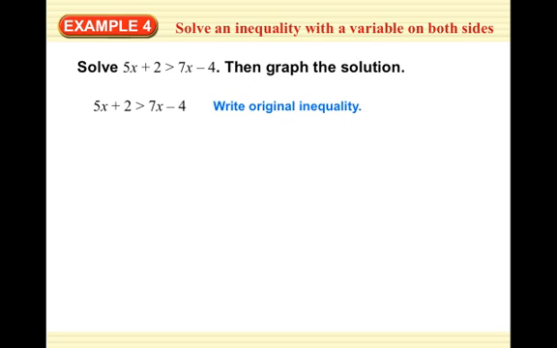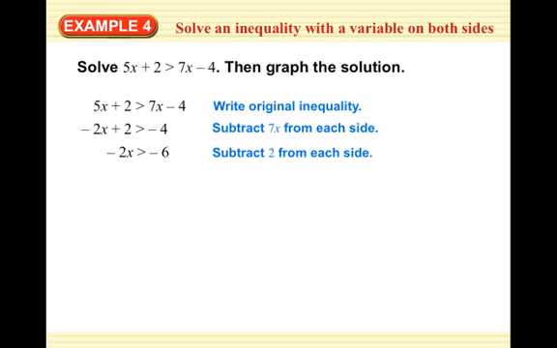So we're going to subtract 7x from both sides. And that gives us negative 2x plus 2 is greater than negative 4. Now we're going to subtract 2 from both sides. And that's going to give us negative 2x is greater than negative 6. Okay, x is being multiplied by negative 2, so we need to divide both sides by negative 2. When we divide both sides by a negative, we have to reverse the inequality. So that's just something to think about. We're going to divide each side by negative 2 and reverse the direction of the inequality. So we get x less than, because we reverse the inequality, negative 6 divided by negative 2 is 3. So x less than 3.